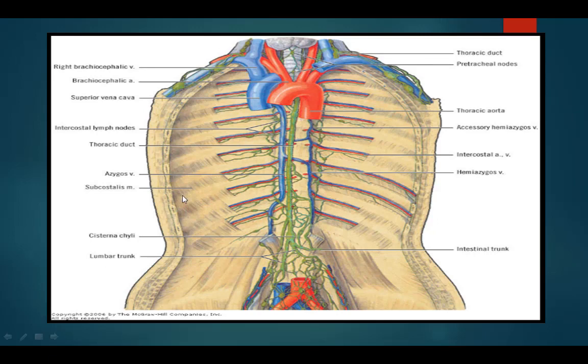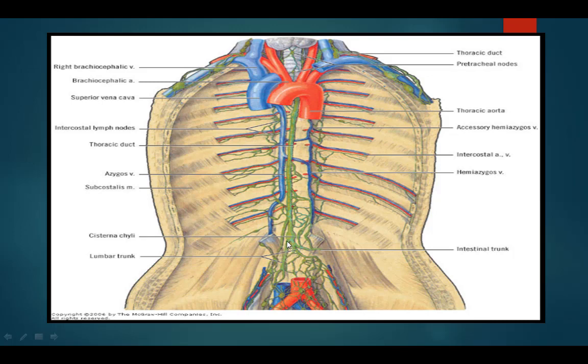The posterior intercostal veins on the right side drain into the azygos vein. On the left side, they drain into the hemiazygos vein, lower part, and the upper part drains into the accessory hemiazygos vein.